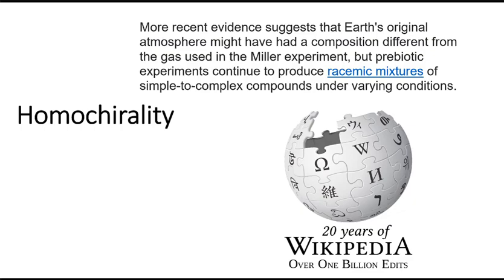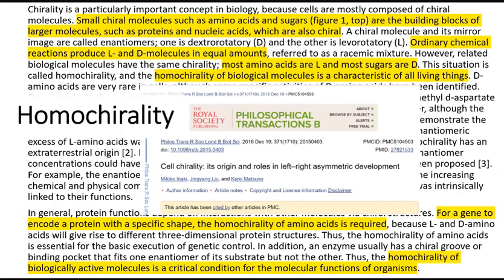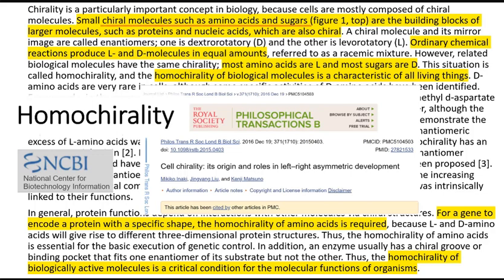Not so. Here's a research article. It's published by the Royal Society and is available on the National Center for Biotechnology Information. And it points out that chiral molecules, such as amino acids and sugars, yes, all amino acids and sugars are chiral, are the building blocks of larger molecules, such as proteins and nucleic acids, which are also chiral. Yes, all of them are chiral. Ordinary chemical reactions produce left and right-handed molecules in equal amounts. This is referred to as a racemic mixture.